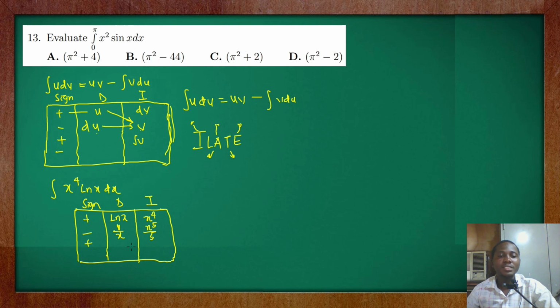Okay, I can differentiate this further, and I can integrate this further. But I'm going to stop here, since I know that if I multiply x raised to power 5 by 1 over x, I can easily integrate that. So I'm just going to stop here.